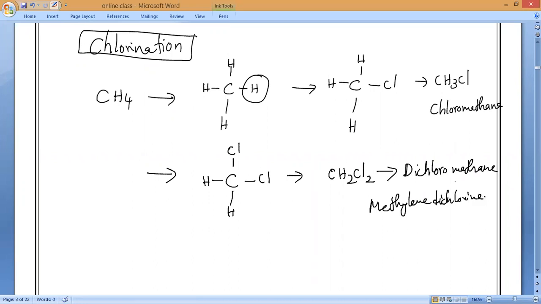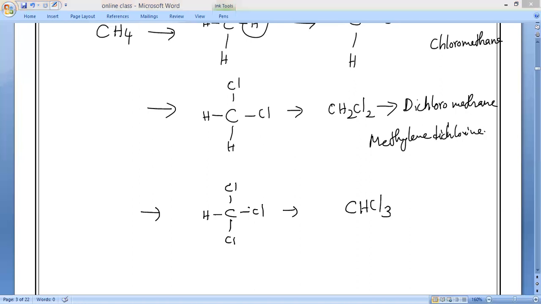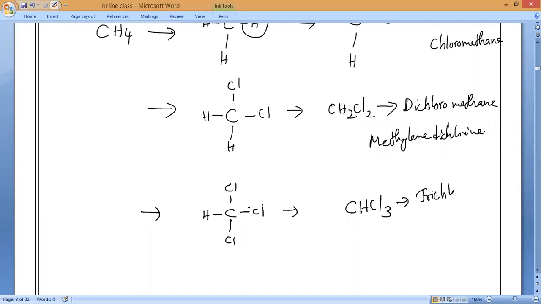Now, I can replace 3 hydrogens also. Everybody tell me what formula will come when I replace 3 hydrogens. CHCl3. Do you understand, all of you? What is the name of this one? Chloroform, or trichloromethane. Understand, Rudreswar? Trichloromethane. Chloroform is the common name.